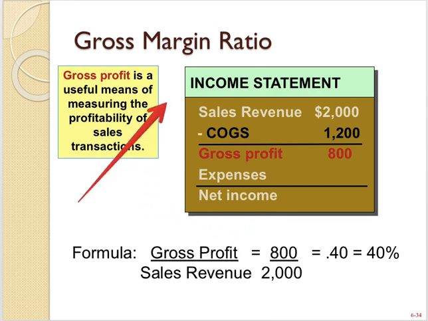So this is going to be the next ratio that you do for your project, and we're going to discuss it much more in class on Thursday, and also talk about some ways that we can improve the gross margin. If you see that it's kind of low, what can you do about it? And we're going to talk about business strategies like that. So I want you to start thinking about that, but before we can think about those things, we have to understand the ratio.